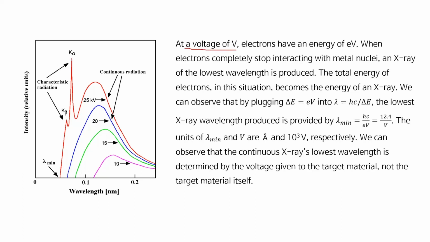At voltage V, electrons have an energy of eV, where e is the charge of the electron. When electrons completely stop interacting with the metal nuclei, an X-ray of the lowest wavelength is produced. Since the energy lost by the electron is largest, in that case we can obtain the X-ray of the lowest wavelength.